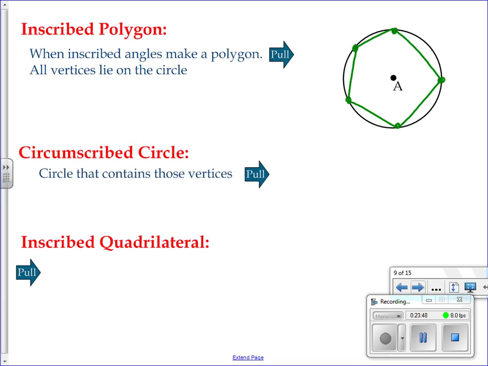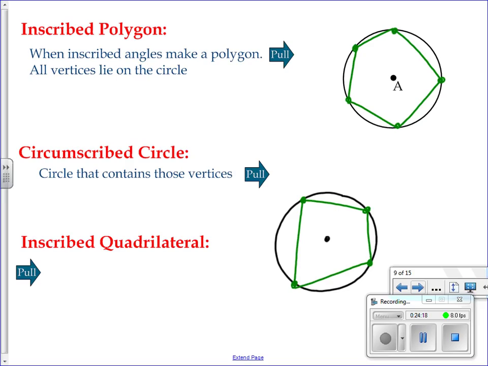The circumscribed circle is just the name of the circle that contains an inscribed polygon. So this is the circle that contains these vertices. But we're going to talk about an inscribed quadrilateral. So I'm going to have you sketch this out. Just draw a circle. Here's the center. And I'm going to have you draw 4 inscribed angles that are all going to connect. And now you have an inscribed quadrilateral.